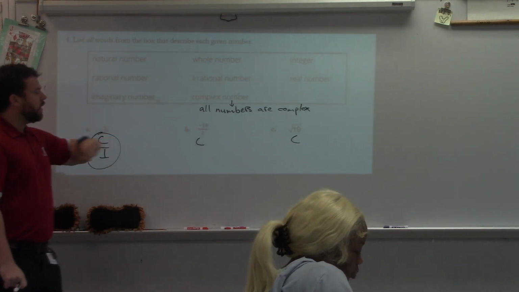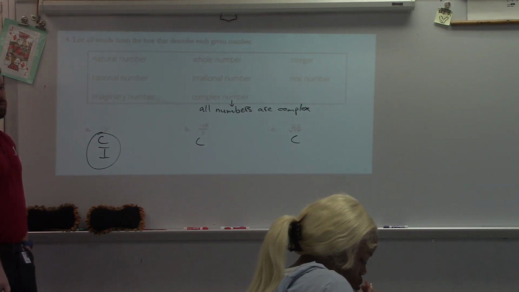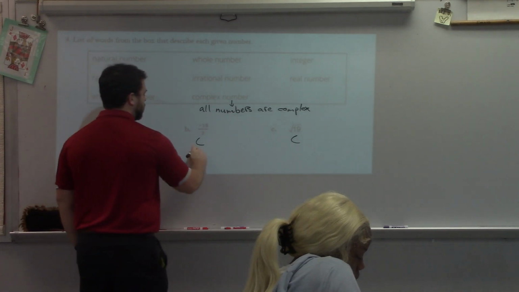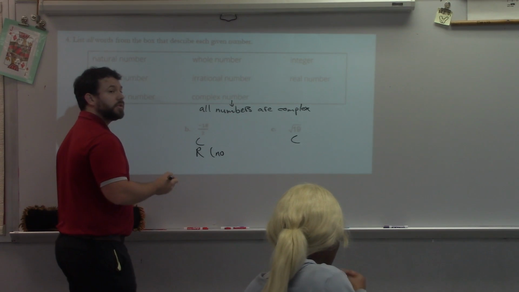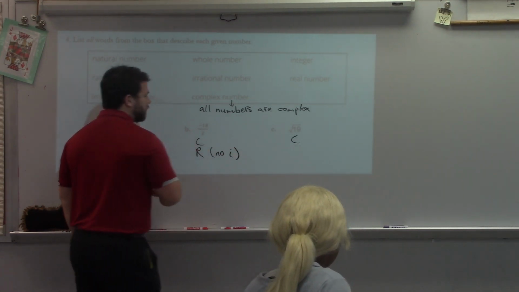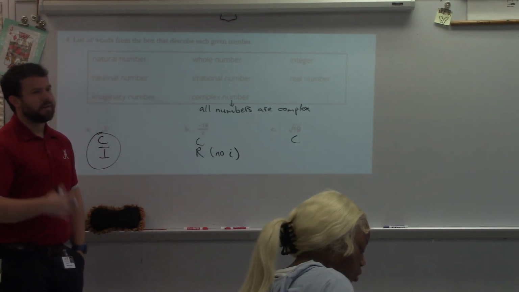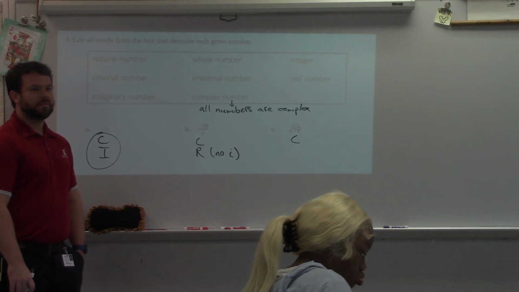All right, what about B? Let's see, Bella, what's another number set that B falls into? Real numbers, do we agree? Okay, why is it real? Okay, but how do we know it's a real number? There's no I, right? All right, notice that's a really quick little note. It's a real number, there's no I. Peyton, any other numbers that one falls into?